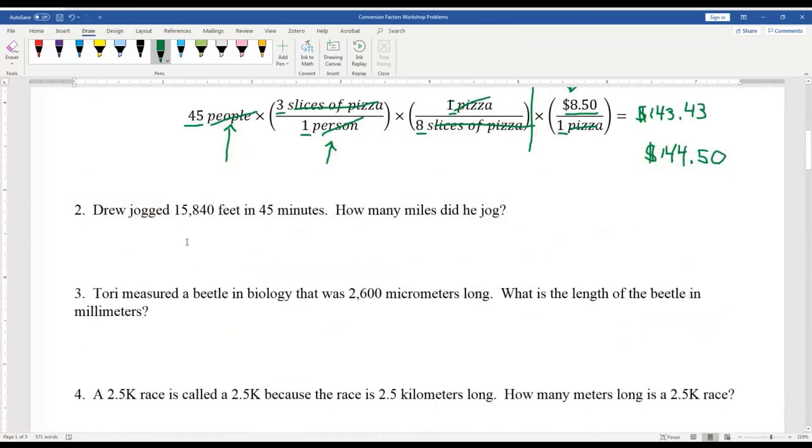So Drew jogged 15,840 feet in 45 minutes. How many miles did he jog? So for this question, keeping in mind I want to start with what's equal to what I'm looking for, in some way equal to what I'm looking for. I'm looking for how many miles he jogged. So what am I going to have to start with here? Yep. So I'm going to start with 15,840 feet. And feet's going to have to go on the bottom, and I'm going to convert to miles up on top.